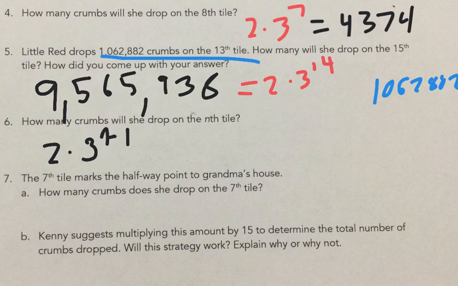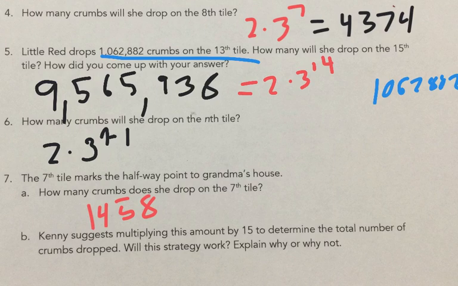The 7th tile marks the halfway point to Grandma's house. How many crumbs did she drop on the 7th tile? That's how many? 1,458 crumbs. So this was the halfway point.